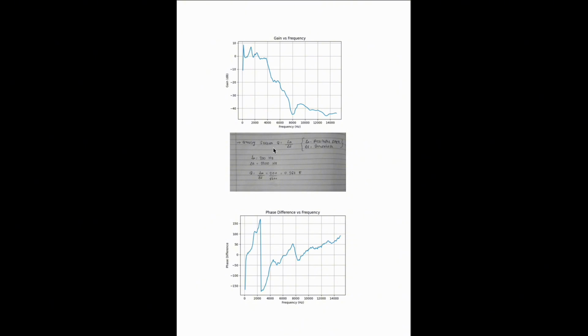For the quality factor, Q is equal to resonance frequency divided by bandwidth. Resonance frequency is equal to 200 Hz and bandwidth is equal to 1200 Hz. The quality factor Q is 0.167.